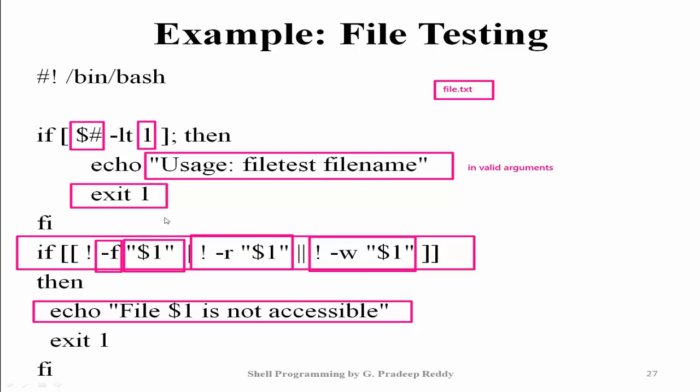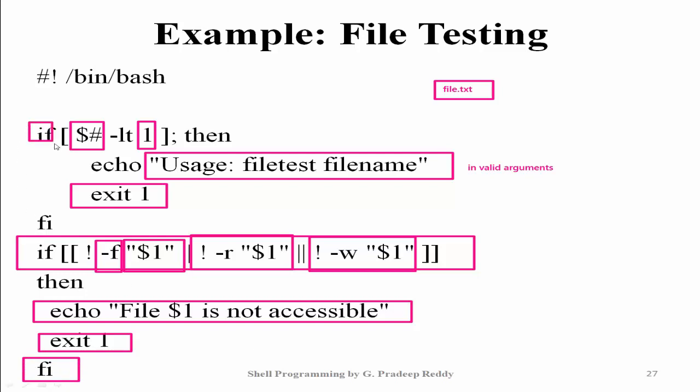If there are no arguments, or the file which you have passed does not have read permission or write permission, then it is going to specify the file is not accessible, show the exit status, and end with fi.